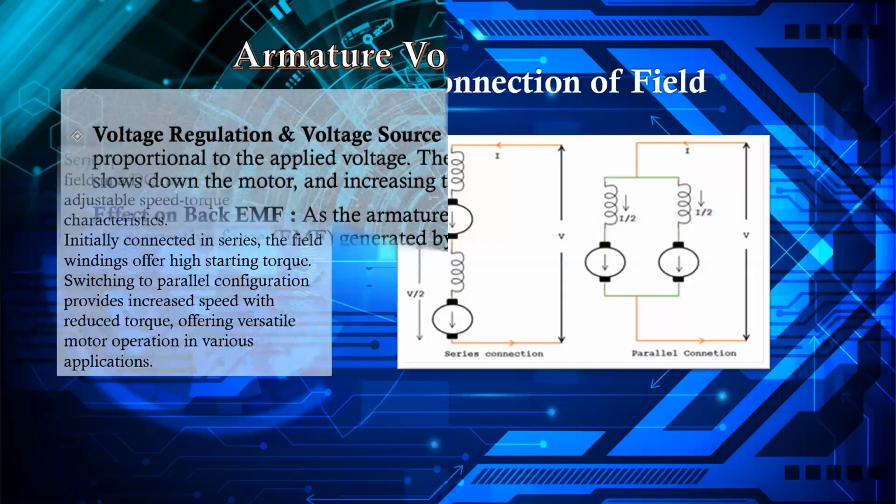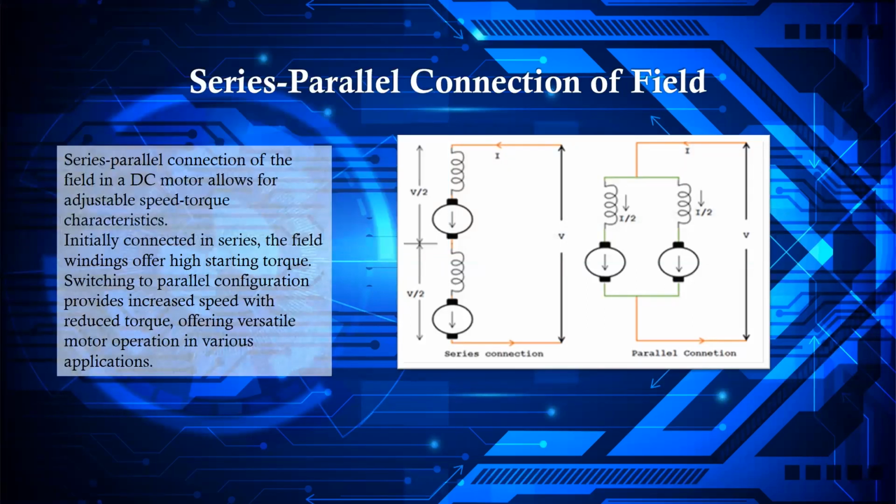Then my next topic is the series parallel connection in the field. The series parallel connection in the field of the DC motor is used to adjust the speed and torque characteristics. Initially connected in series, the field winding provides high starting torque, while the parallel configuration provides increased speed with reduced torque, offering versatility.